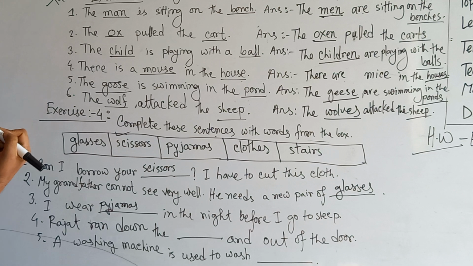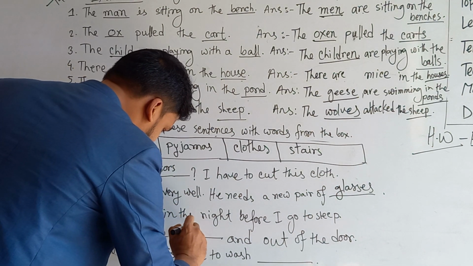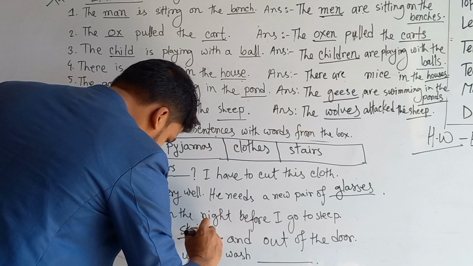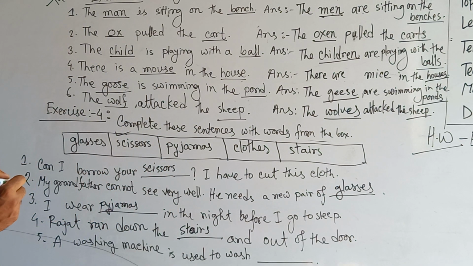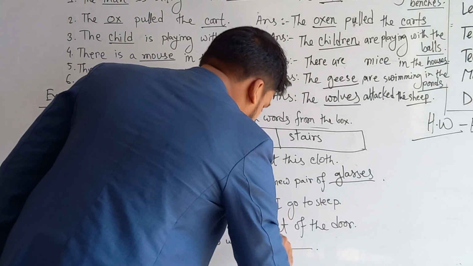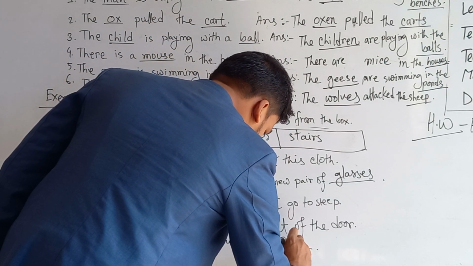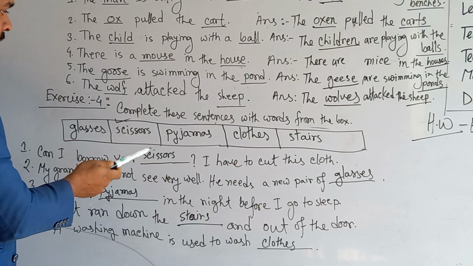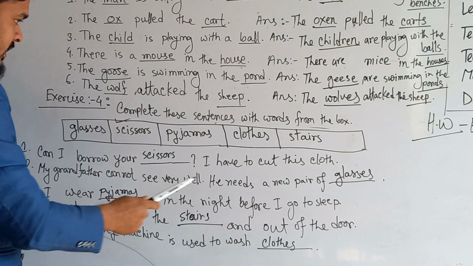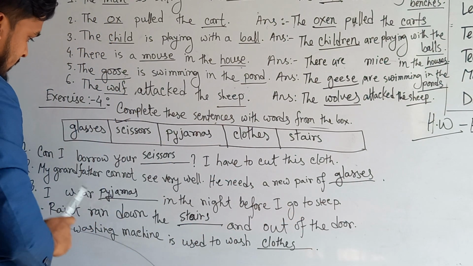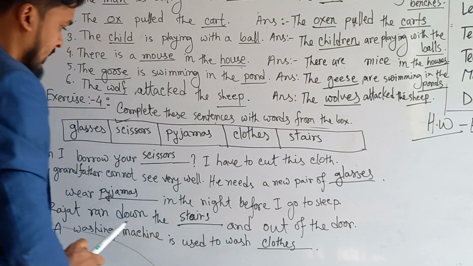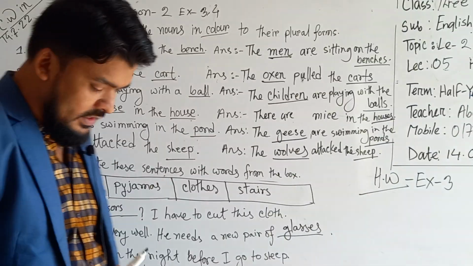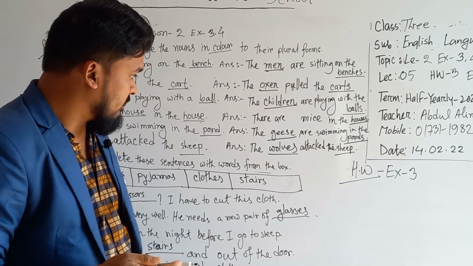Number 4, Rajat ran down the dash and out of the door. The stairs. Here it will be stairs. And the last one, a washing machine is used to wash cloth. Okay. Here are 5 plural nouns. Number 1, scissors. Number 2, glasses. Number 3, pajamas. Number 4, stairs. Number 5, cloth.